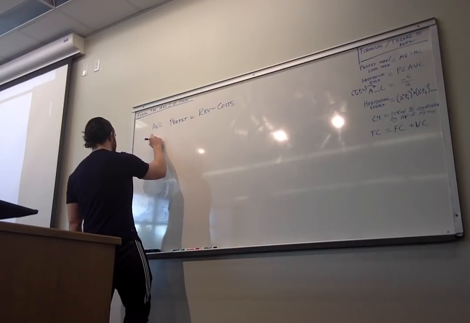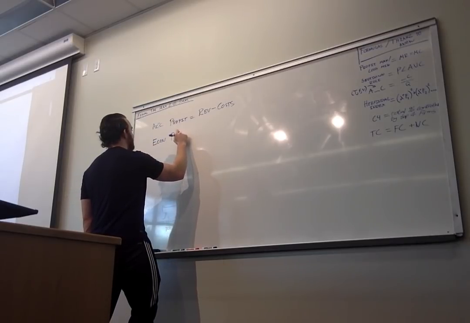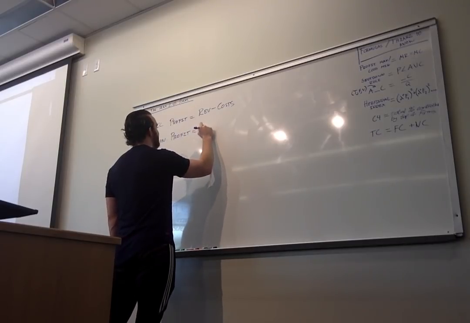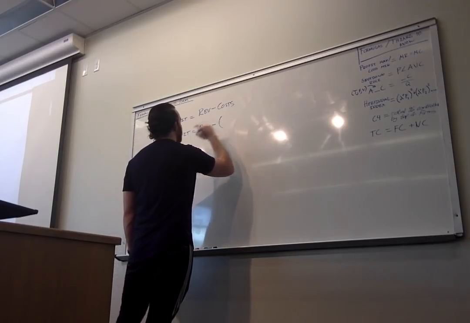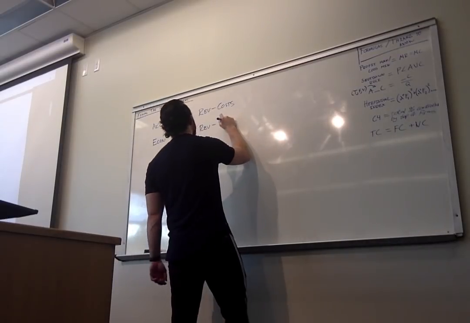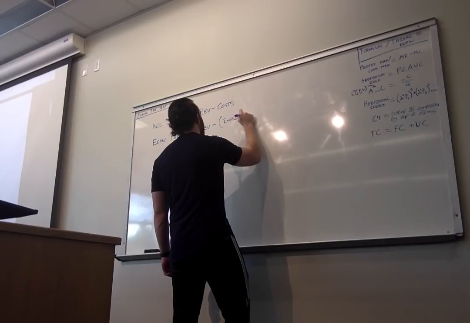So then your economic profit is equal to your revenue minus your implicit and your explicit costs, right? Might we go over what those are again? Yeah, totally.